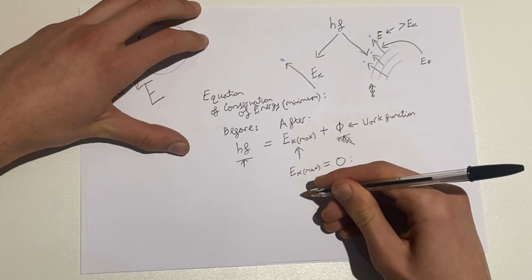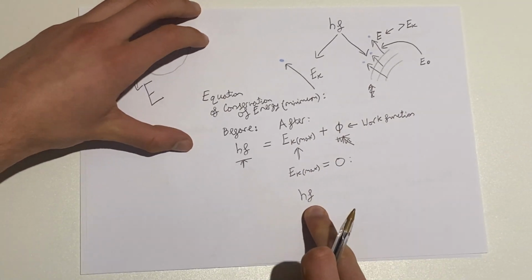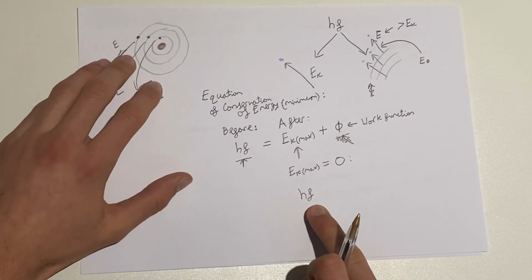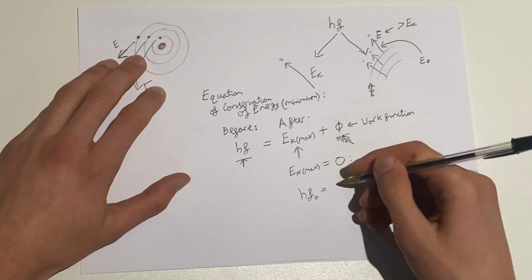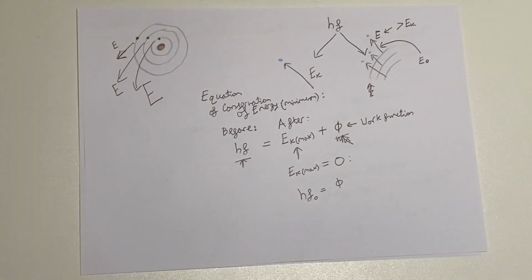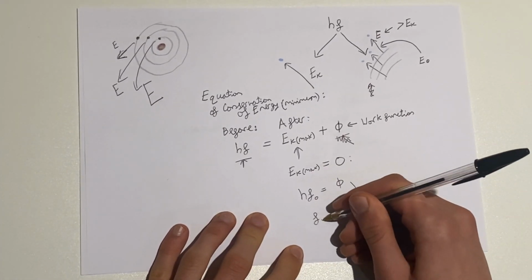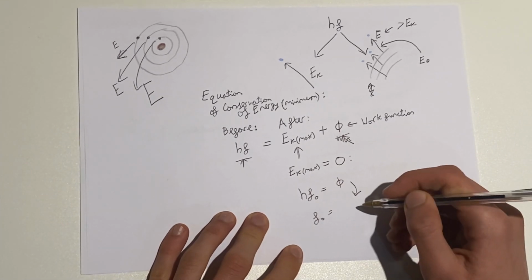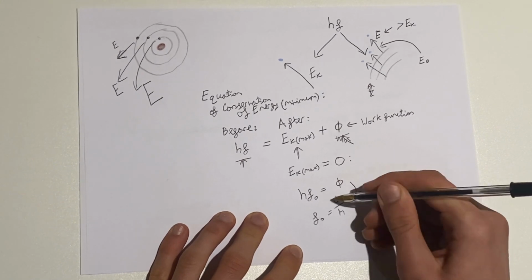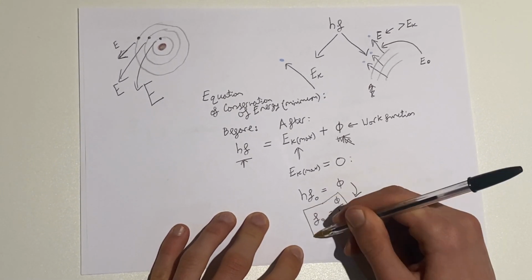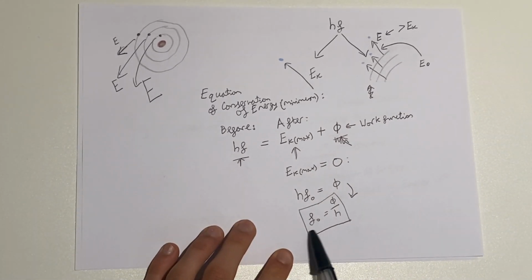So now we will have an equation hf, but now f is the minimum frequency to release electrons. Let's call this f naught, and this is equal to the work function. To find this frequency, we just rearrange, dividing by Planck's constant on both sides, and we get this equation here. The work function over a constant is equal to the minimum frequency needed for electrons to be emitted.